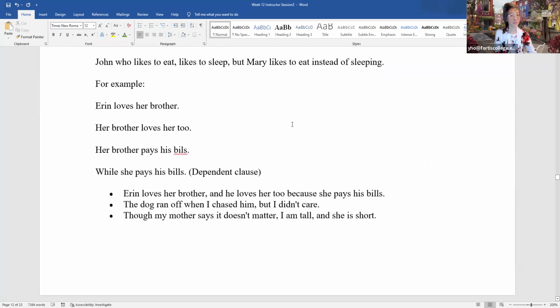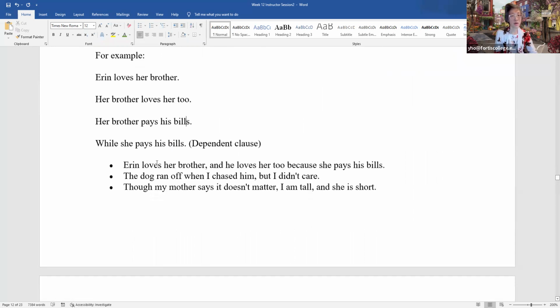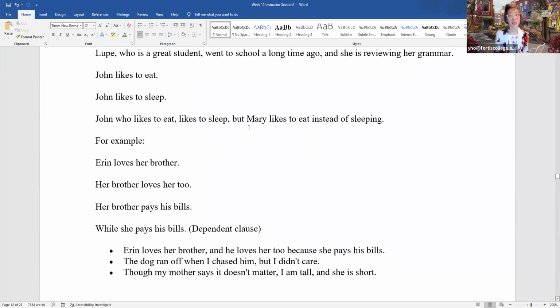So here, Erin loves her brother. Her brother loves her too. Her brother pays her bills, or pays his bills. So Erin loves her brother, and he loves her because she pays his bills. The dog ran off when I chased him, but I didn't care. A compound complex sentence is a great way to squeeze together three sentences into one. So why is it interesting to learn a compound complex sentence, Anil?